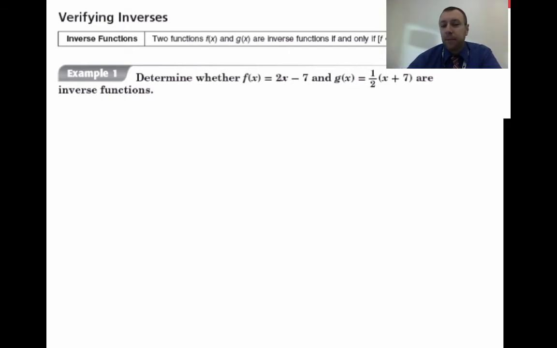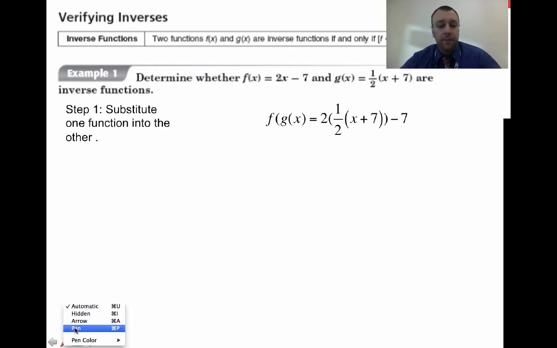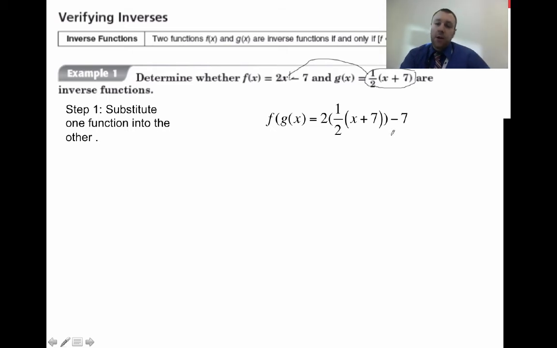So the first step when I'm verifying is that I substitute one function into the other. You might call this composition. So I'm going to take the g of x, I'm going to plug it into the f of x. So all I did was I took this piece right here and I plugged it in right there, in place of the x.